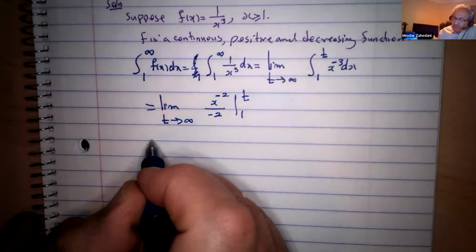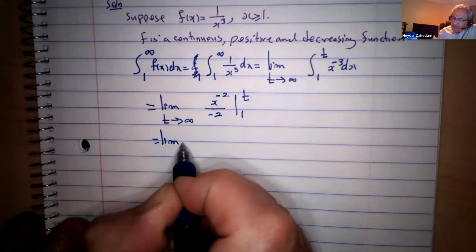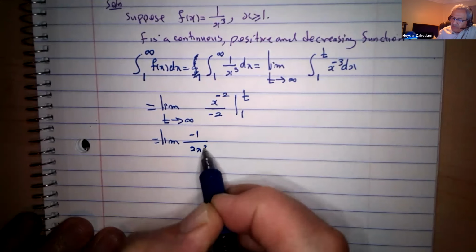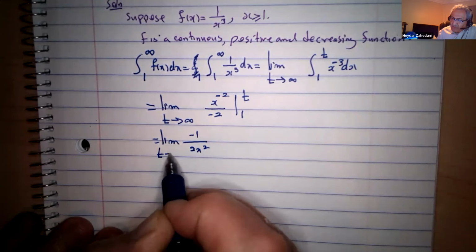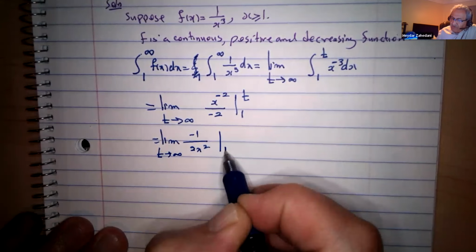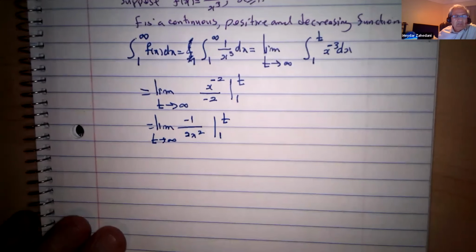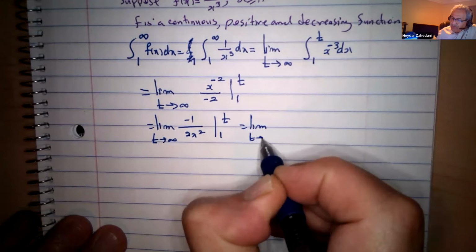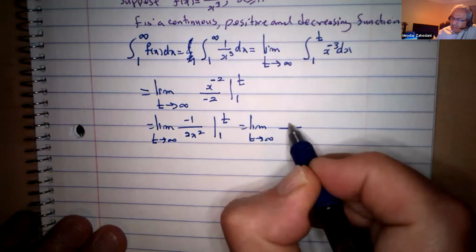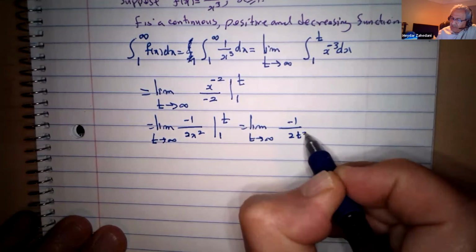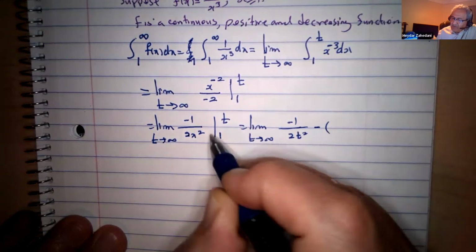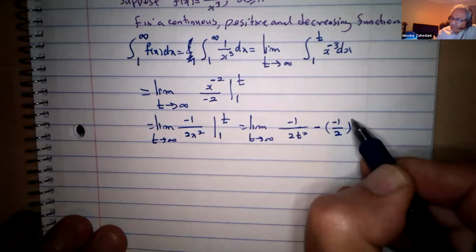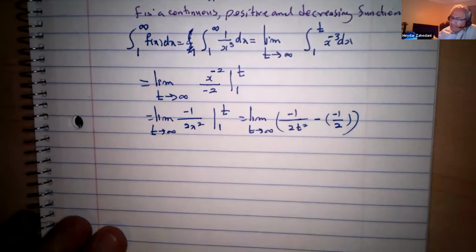So x to the -2, you bring it down. It's going to be the limit of a fraction, -1 on the top, 2x squared on the bottom, as t goes to infinity, but this is going to be evaluated from 1 to t. Substitute first, when we take the limit, t goes to infinity. You put the t first: -1 over 2t squared, minus, when you put the 1, that gives you -1 over 2. You see, this is going to be the result.